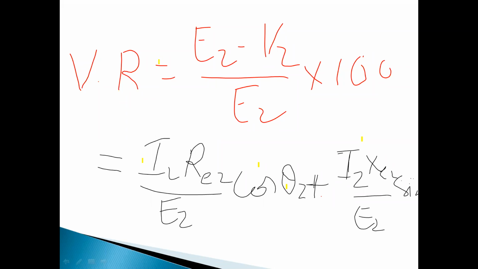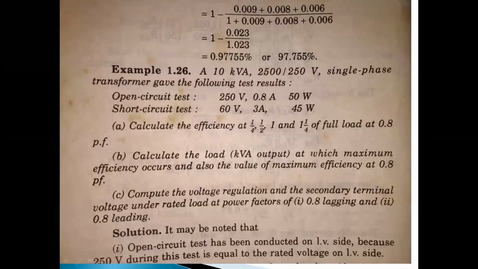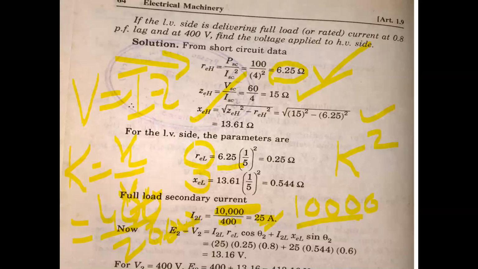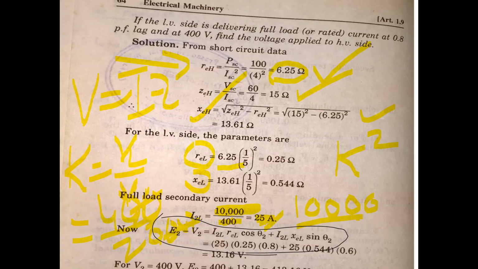Now if we equate these two equations, the E2 cancels, and E2 minus V2 equals only these components: I2 R equivalent of 2 cos theta 2 plus I2 X equivalent of 2 sin theta 2. So first we calculate the difference E2 minus V2, that is 13.16.